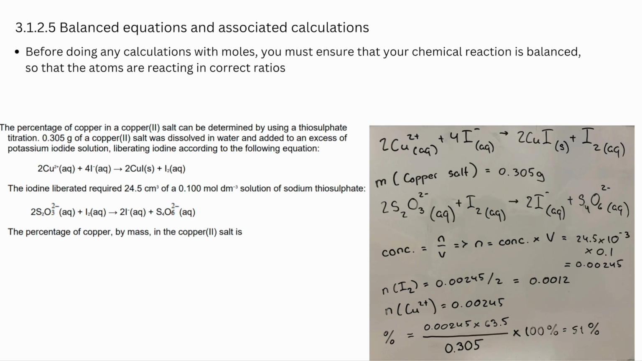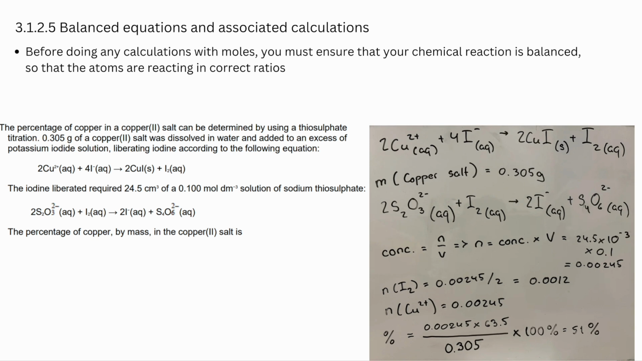In order to calculate the mass percentage of copper in the copper(II) salt, you need to divide the mass of the copper by the mass of the salt. Luckily, we are already told the mass of the salt, so we just have to determine the mass of the copper in it. When the copper salt was dissolved, the copper ions reacted with the iodide ions and produced iodine. So we can calculate the mass of the copper in the salt by calculating the number of moles of copper ions. In order to know the moles of copper ions, we can calculate the moles of iodine produced.